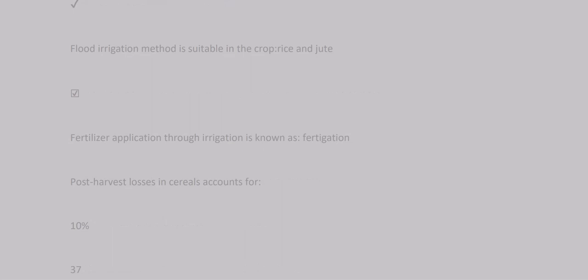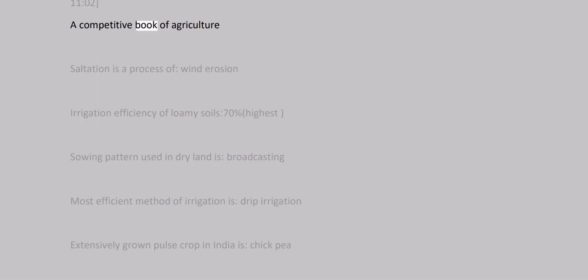Flood irrigation method is suitable in the crops rice and jute. Application of fertilizer through irrigation is known as fertigation. Post-harvest losses in cereals account for 10%. Siltation is a process of wind erosion. Irrigation efficiency of loamy soils is 70%. The highest sowing pattern used in dry land is broadcasting. The most efficient method of irrigation is drip irrigation.